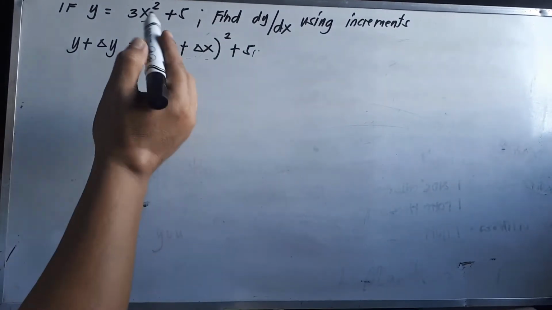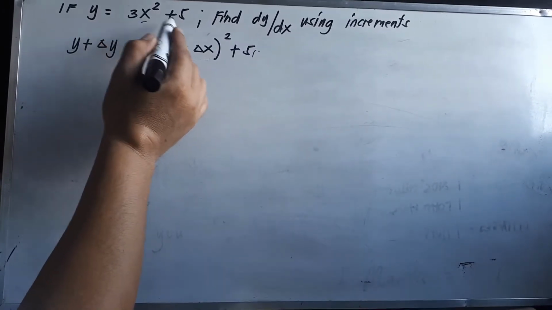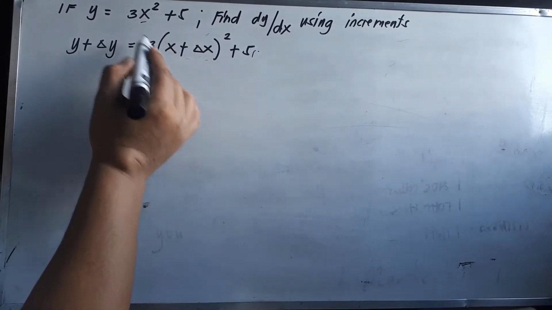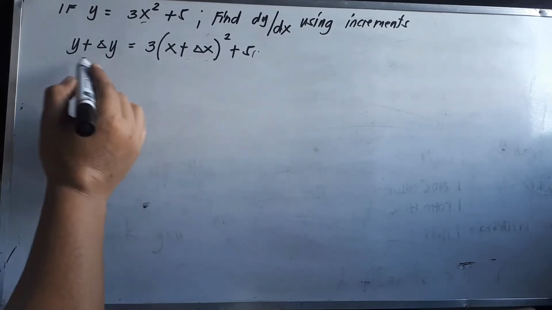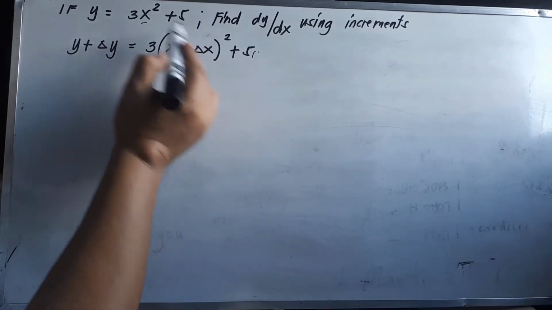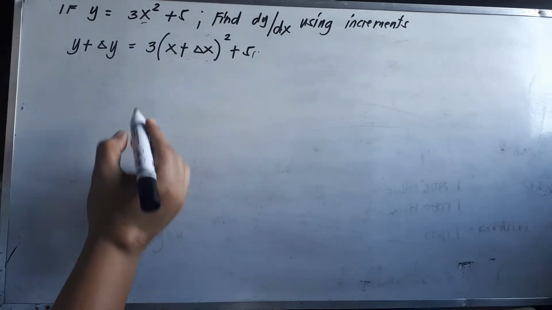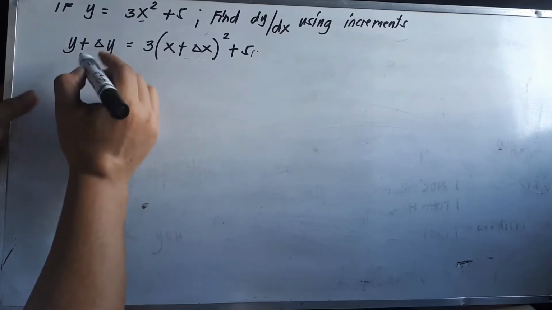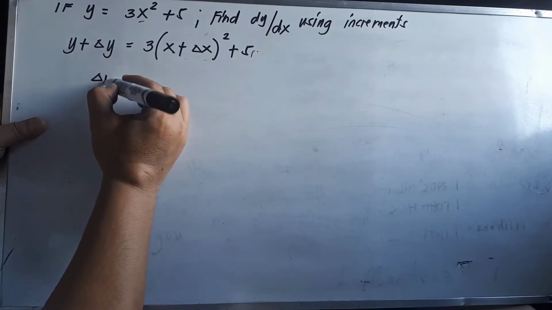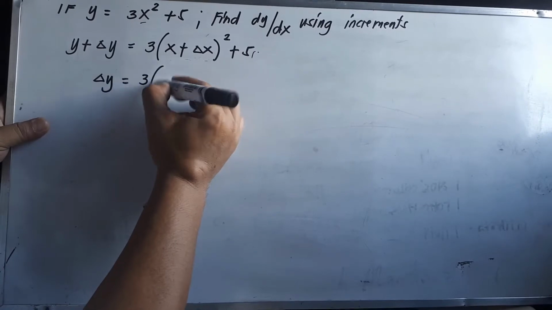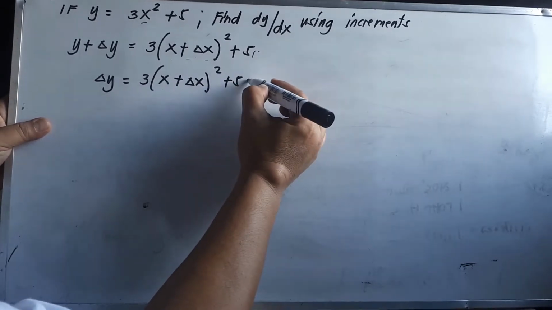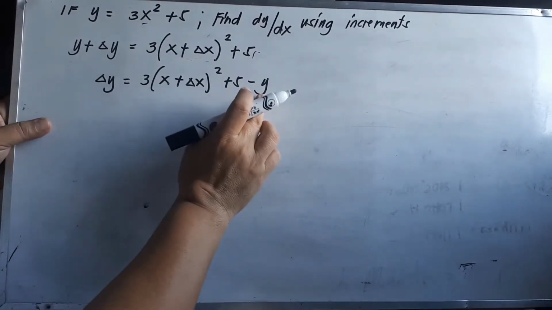Since the equation is 3x squared plus 5, with x as the independent variable, the equation now looks like this: y plus change of y is equal to 3 times (x plus change of x) squared plus 5. The next thing is to transpose y to the other side of the equation. So it will now look like this: change of y is equal to 3(x plus change of x) squared plus 5 minus y.